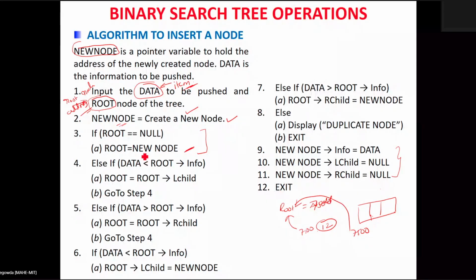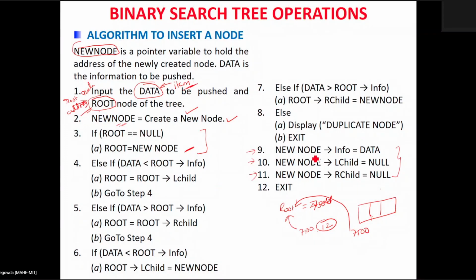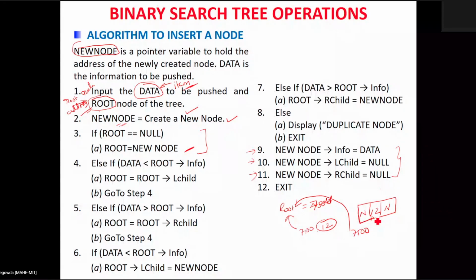After that, you go straight to steps 9, 10 and 11. In this case, the data to be inserted into the node is 12, which is copied using step number 9. Then there is no left child or right child for this node right now, so they become null. We put a null value in these link fields. This is how we create the node. That is done.